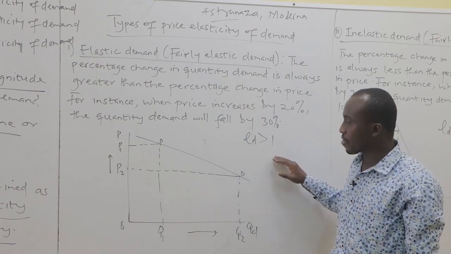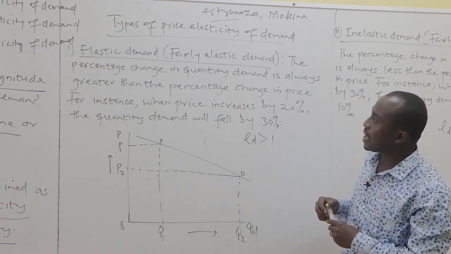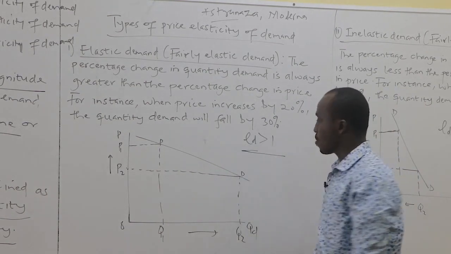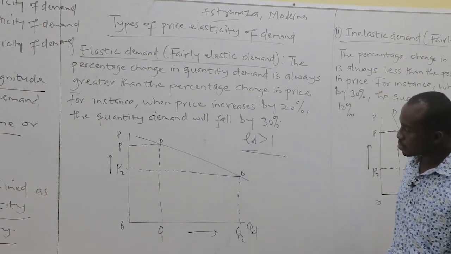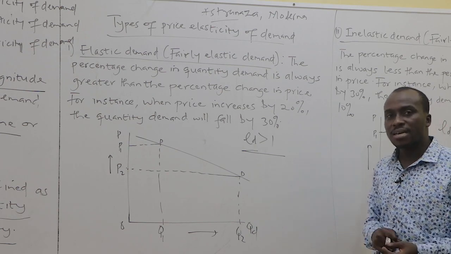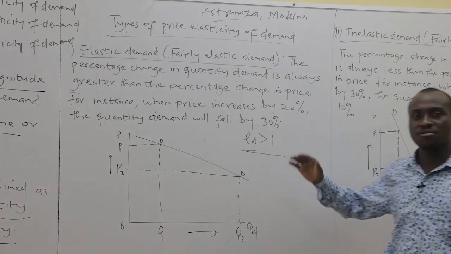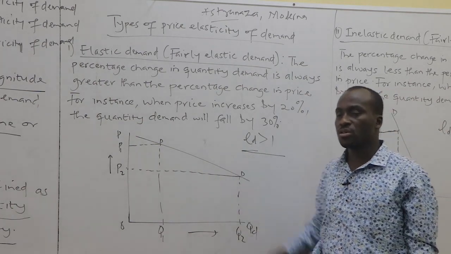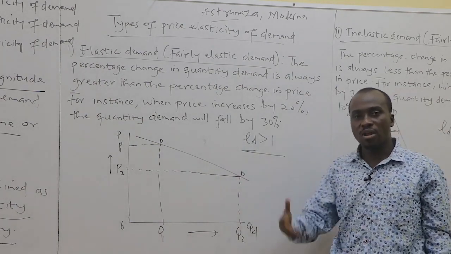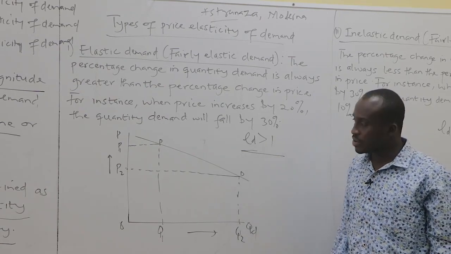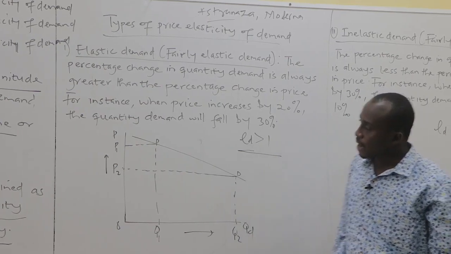And let's look at a diagram. Whenever you have elastic demand, the elasticity is always greater than 1. And later you will understand what elasticity greater than 1 means, that the commodity is very sensitive to changes in price. That's what it means. And later we're going to use calculations, we're going to solve to understand how these things work. Let's see the diagram.